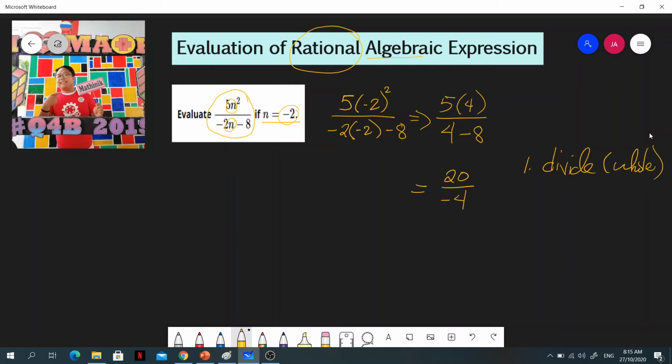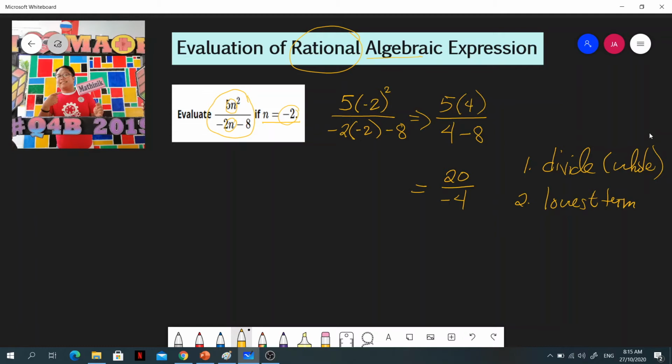Pag nangyari yun, ibig sabihin, yung numerator is divisible ng denominator. So, pwede tayo mag-divide. Okay? Kapag hindi pwede, ang pangalawang option natin is we do the lowest term. Okay, so mag-lowest term tayo para makuha natin yung final answer. Okay, so yun daw, dalawa yon. So, it's either pwedeng i-divide or pag hindi, tayo ay mag-lowest term.